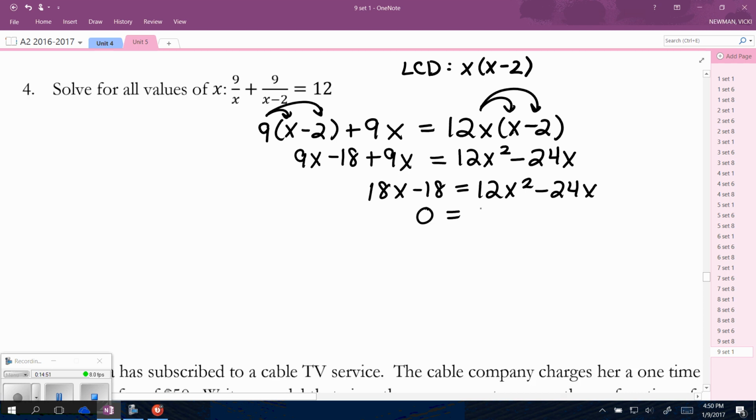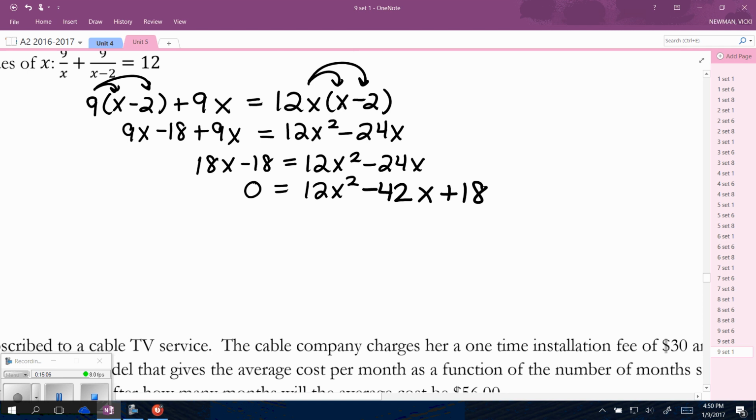Get it set equal to 0. 12x squared, negative 24 minus 18 is negative 42x plus 18. Let's see, is there a GCF? Well, I can see that I could at least take out a 2. Can I take out something bigger? How about a 6? I see 12 and 18. 42 divided by 6 is 7. So I'm going to go ahead and guess that. What if I could? Nope, can't. Okay, so take out the 6.